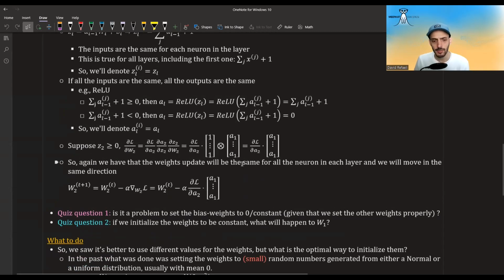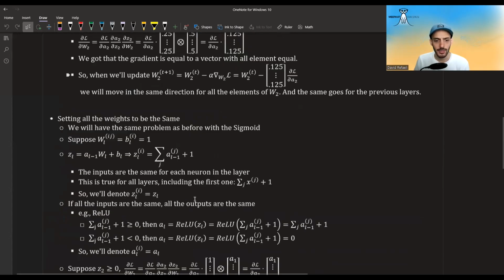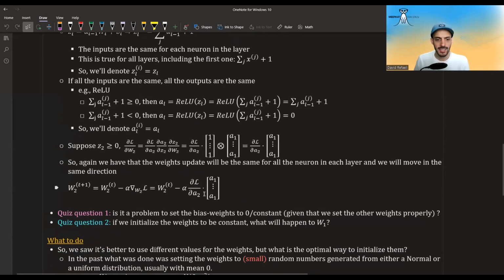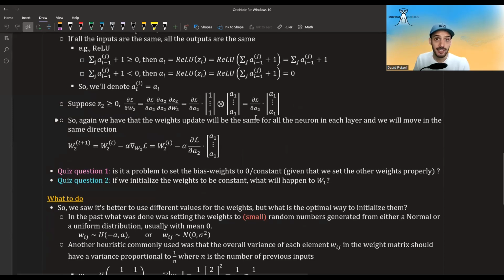And again, we have the same problem as here with the sigmoid. The weights move exactly in the same direction. So all the elements in the weight matrix move to exactly the same position. So they will all be equal. Okay. So obviously this is not good.